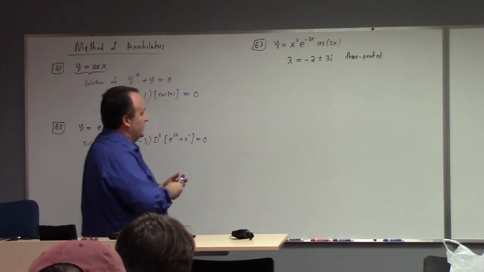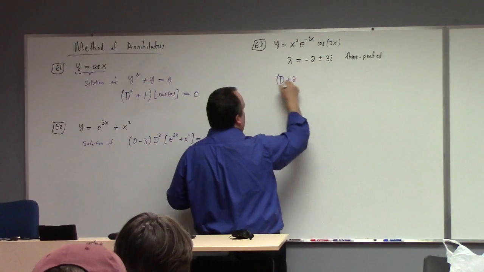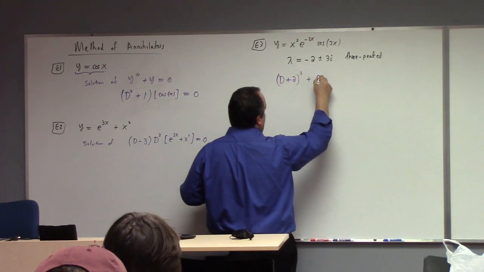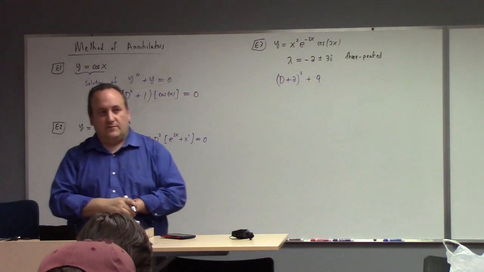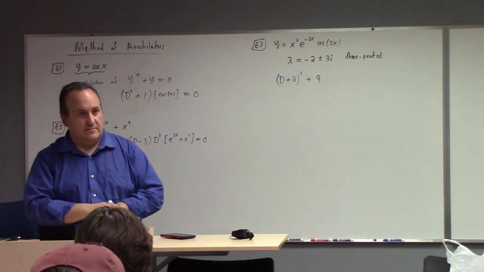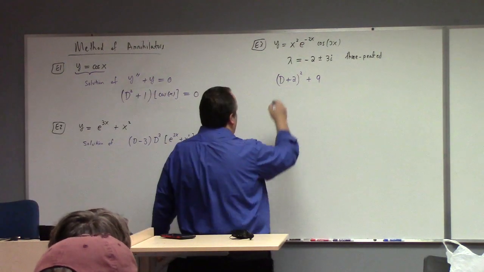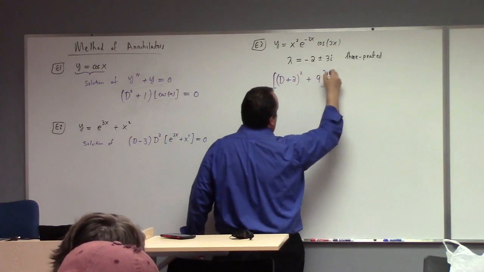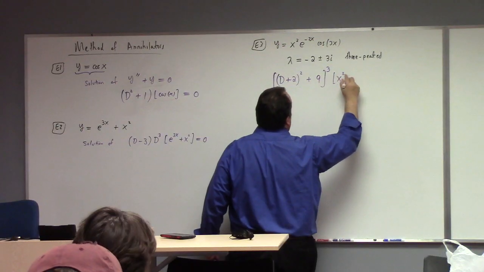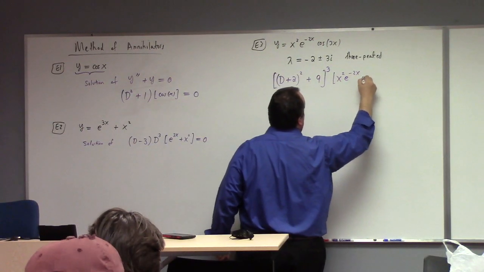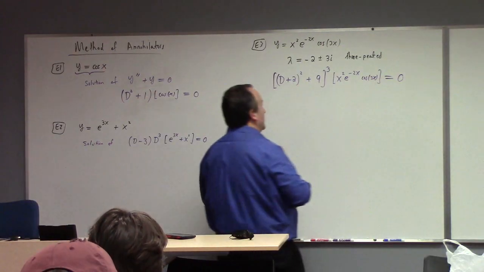Now, in terms of operators, we're looking at (D plus 2) quantity squared plus 9. That alone picks up e to the minus 2x and cosine 3x as solutions, right? That will send those functions to 0. But because we need a triple root, we've got to cube it. And if you feed it x squared e to the minus 2x cosine 3x, guess what you'll get? You'll get 0, working backwards.